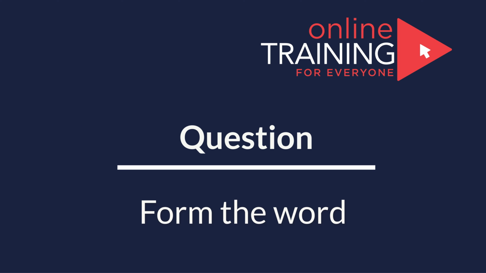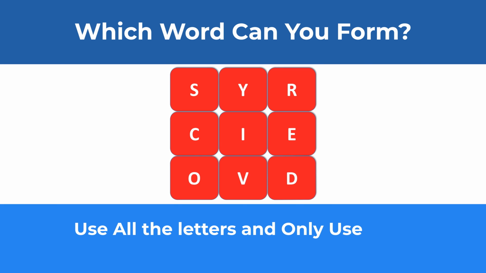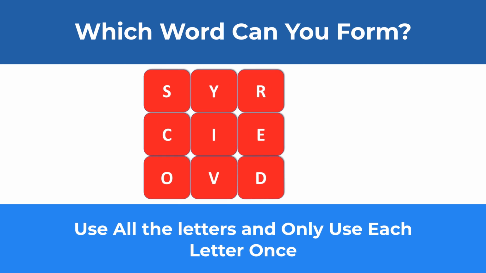Let's look at an interesting question where you need to form a word. And you need to use all the letters and only use each letter once. You're presented with 9 letters. Those 9 letters are S, Y, R, C, I, E, O, V, D. And you need to form the word using all the letters. Do you see the solution?